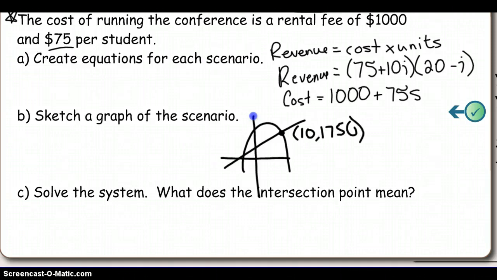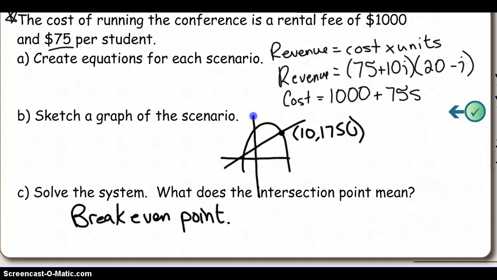Now this is the point in which the cost and the revenue are the exact same. So what does this mean? That intersection point is the break-even point. So at that point, x is equal to 10 and y is equal to 1750. And if you recall, 1750 is another word for revenue or cost. And if revenue and the cost are the same, then it is my break-even point. Like I said, this is your challenger question.